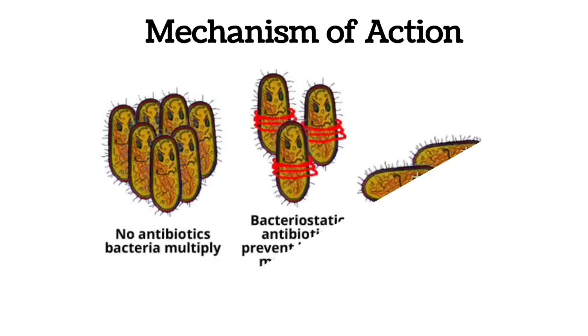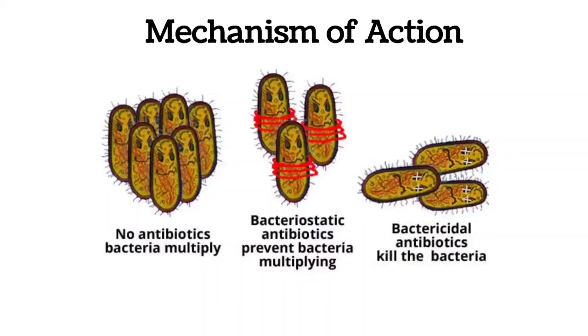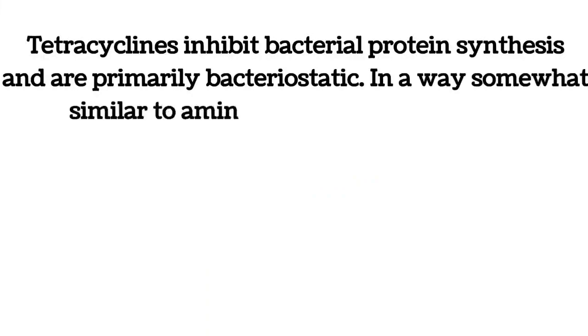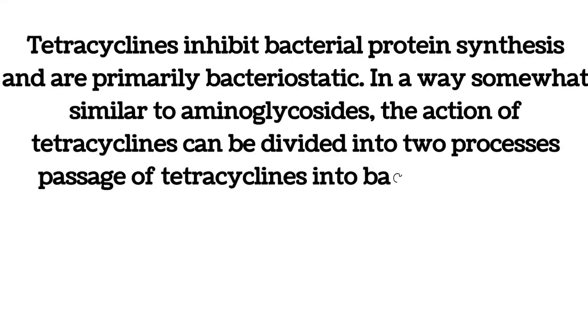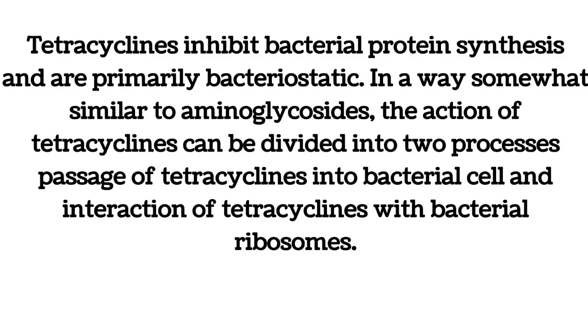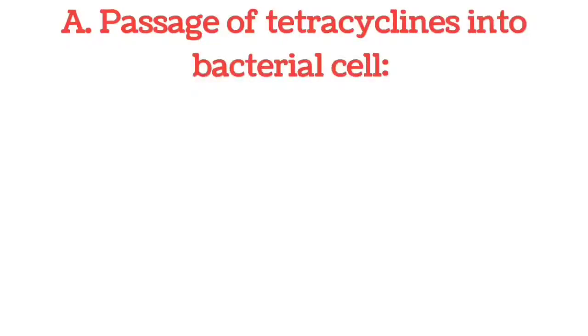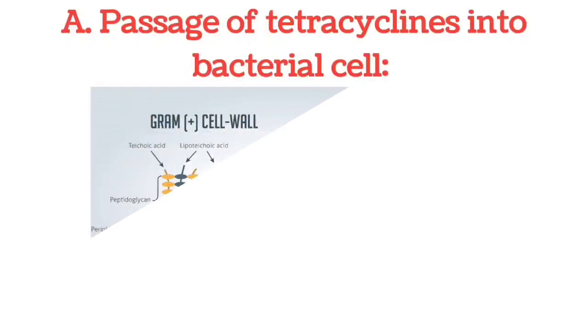Mechanism of action: tetracyclines inhibit bacterial protein synthesis and are primarily bacteriostatic. In a way somewhat similar to aminoglycosides, the action of tetracyclines can be divided into two processes: passage of tetracyclines into bacterial cell and interaction of tetracyclines with bacterial ribosomes. A. Passage of tetracyclines into bacterial cell.